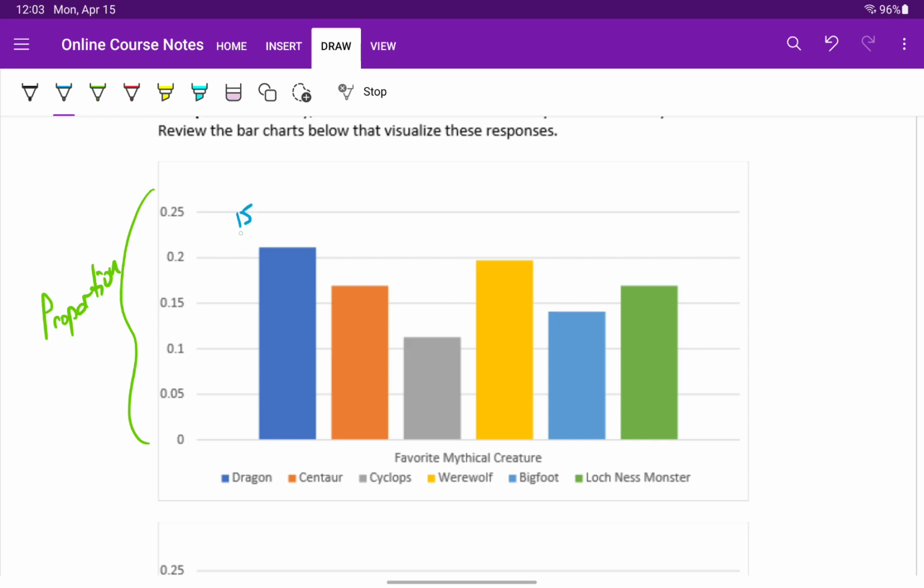where now those 15 responses, the 15 people who indicated a dragon was their favorite mythological creature, is divided by the total number of responses to give us a proportion of 0.211, or 21.1% of people indicated dragons were their favorite. And then we would come up with similar proportions for the remaining values by taking each of the frequencies divided by the total number of responses.